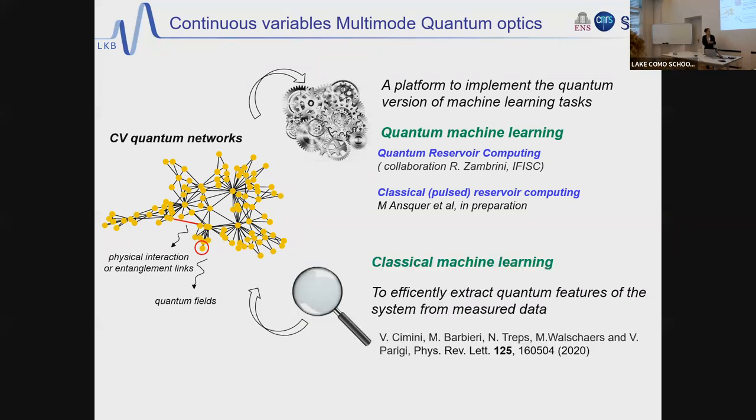The idea is that you can use continuous variable quantum networks to implement quantum machine learning, but also, as everyone has said, in the quantum scheme it's very interesting to have classical machine learning tools for exploring the quantum system that we have, especially to get information about an important quantum feature. And this is the last part. I'm not totally sure that in the hour that I have, I will speak about it. In any case, we can discuss even later on after the talk.